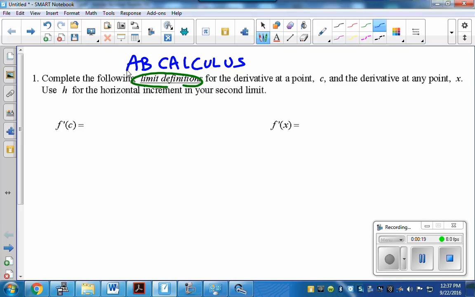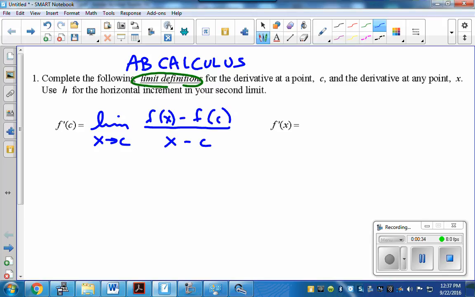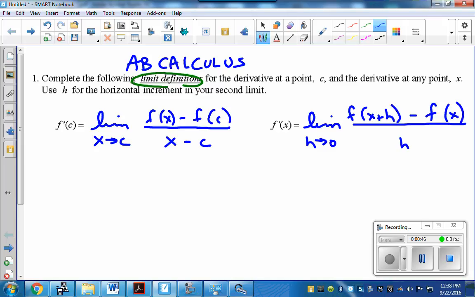You could draw the picture if you like, but you need to remember that if you're looking for the derivative at a point c, then the difference quotient is x minus c on the bottom and f of x minus f of c on top. If you're looking for the derivative at any point x, it's the limit where h goes to 0, and there's an h on the bottom, f of x plus h minus f of x. Just memorize those two exactly, be able to reproduce those whenever you need.